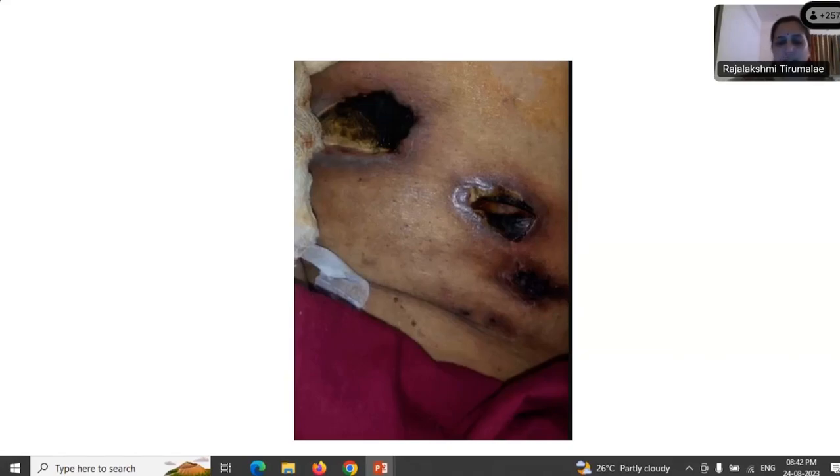She came with this kind of appearance. You see how deep and how necrotic looking these ulcers are. And it came to us with clinical differentials of pyoderma gangrenosum versus medium vessel vasculitis. So these were the differentials that we got.